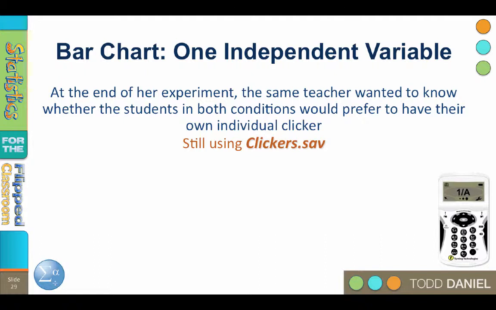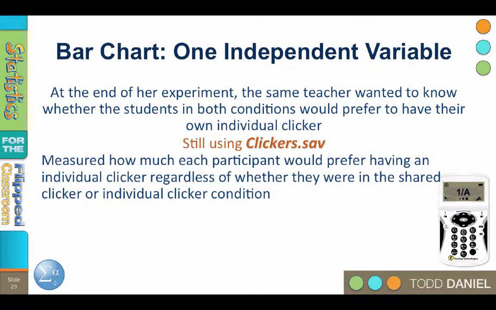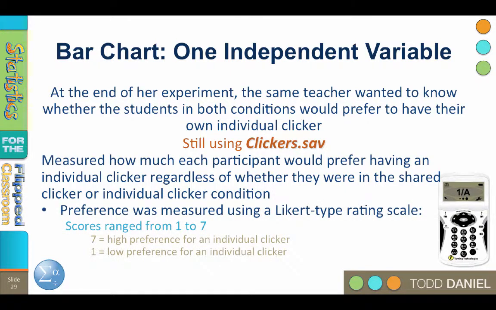At the end of the experiment, the same teacher wanted to know whether the students in both conditions, having their own individual clicker or sharing a clicker with the group, would have preferred to have an individual clicker. She measured how much each participant would prefer having an individual clicker regardless of whether they were in the shared clicker or the individual clicker condition. Preference was measured using a Likert type rating scale with scores ranging from 1 to 7, with 7 equals high preference for individual clicker and 1 equals low preference for an individual clicker.